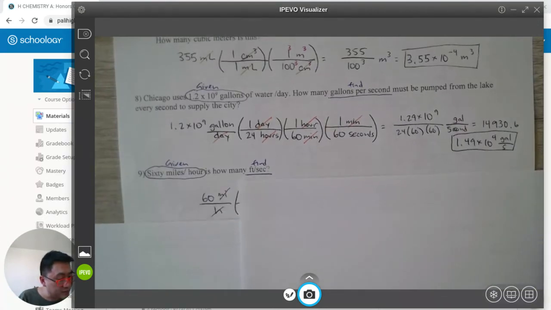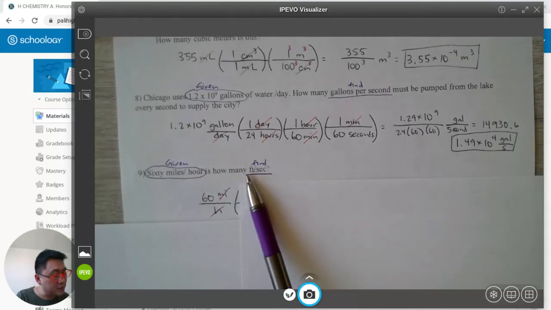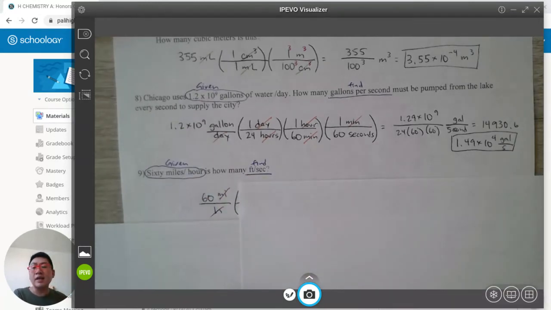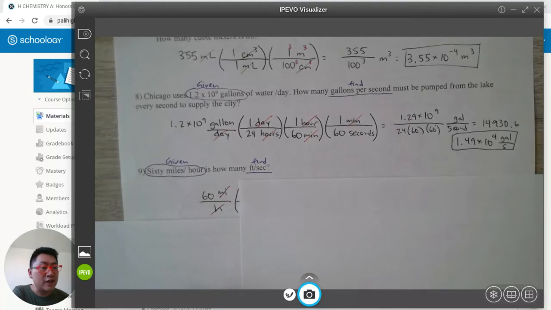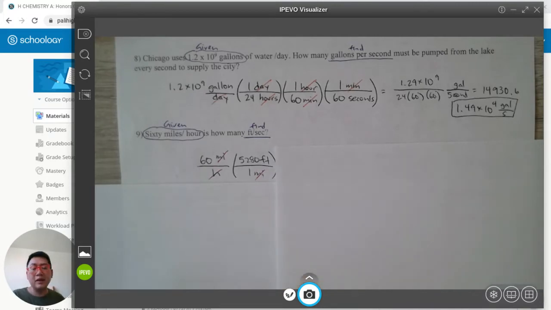That's my given. I want to change my miles into feet, so that's one step. Another thing is change my hours into seconds. So miles into feet, then hours into seconds. It doesn't matter which one you start with first. I did first miles into feet. And if you look on the other side of the paper, you should find that there are 5,280 feet in a mile. You didn't have to memorize that kind of stuff. It is on the other side of the paper on the conversion factors.